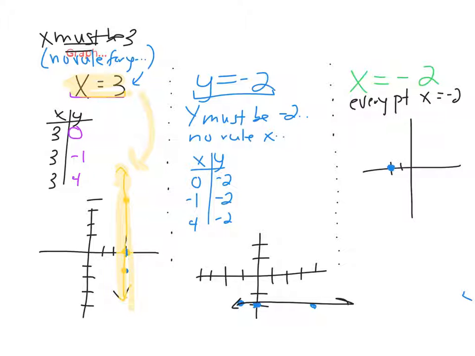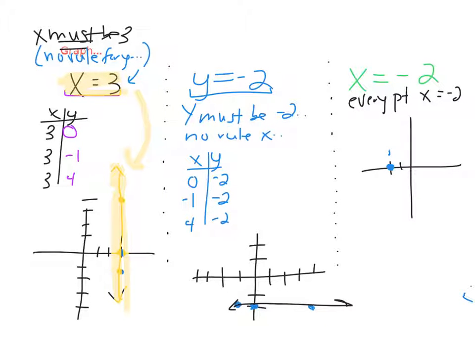But if I don't want to change my x value, I can't move left and right. I can just move up and down. So like all these points here, they have the same x value. So I know that when it's an x equals equation, it's going to be a vertical line. And it's going to be a vertical line through the point where x is equal to -2. So like that one.